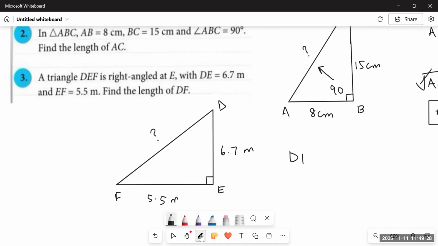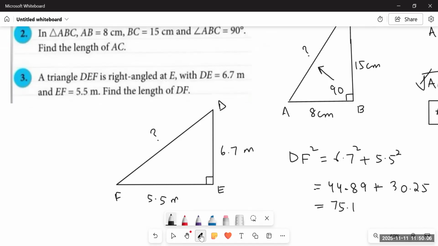So again, we will use the same formula. DF square is equals to 6.7 square plus 5.5 square. The 6.7 square is equals to 44.89 and the square of 5.5 equals 30.25. The sum of the two is 75.14. Now we will find the square root.